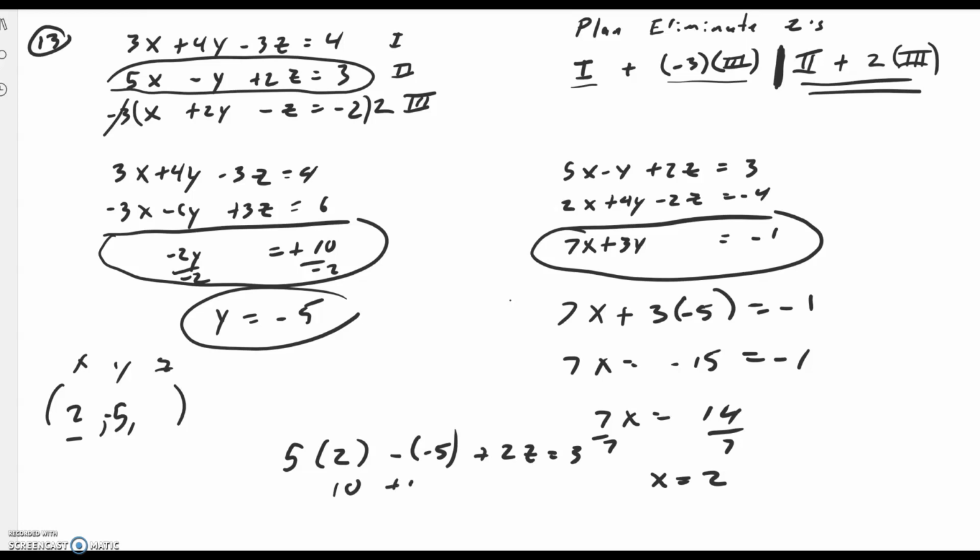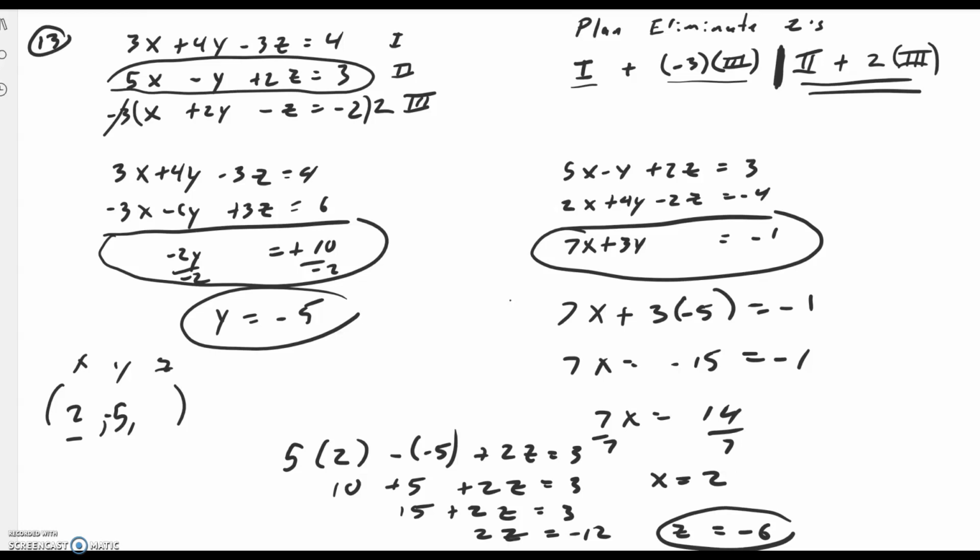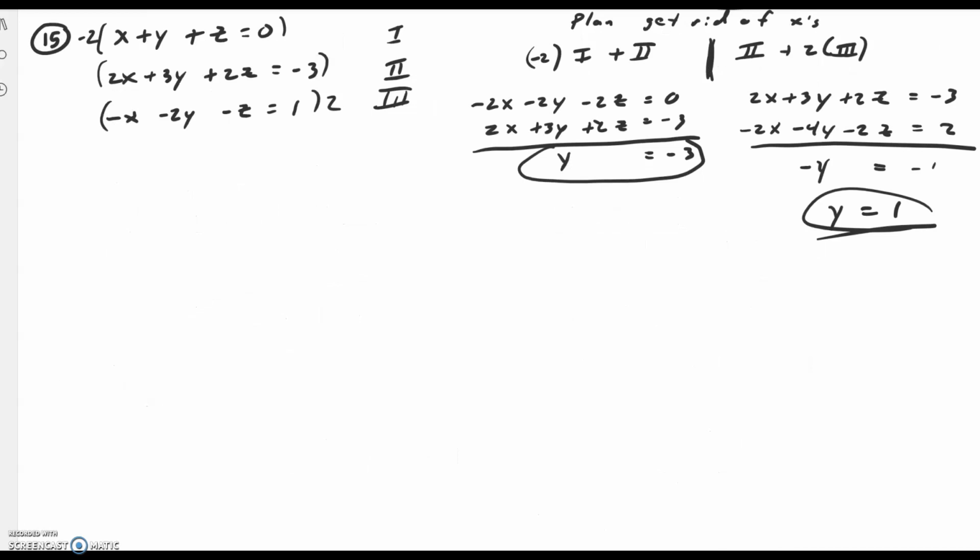So 10 plus 5 plus 2z equals 3. 15 plus 2z equals 3. 2z equals, subtracting 15 from both sides, we get negative 12. Dividing both sides by 2, we get z equals negative 6. So we have the solution 2, negative 5, negative 6, and that would check if you took the time to check it.